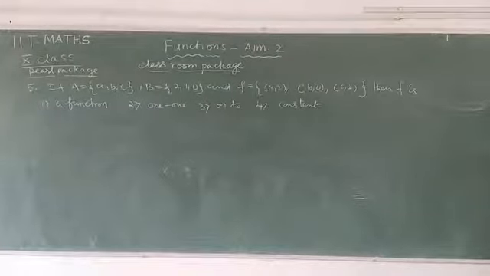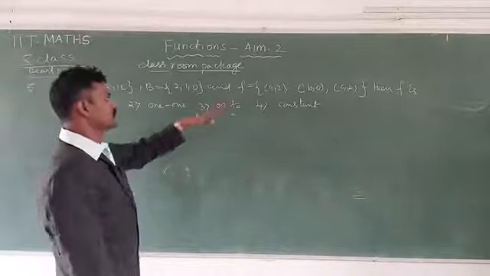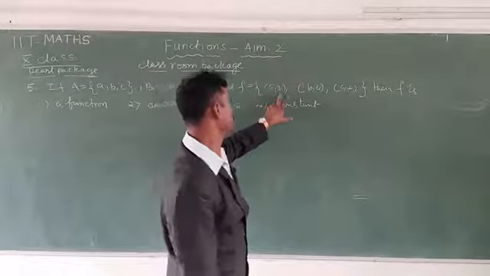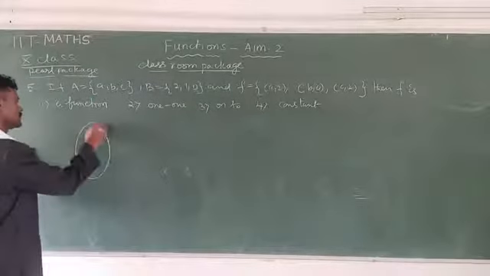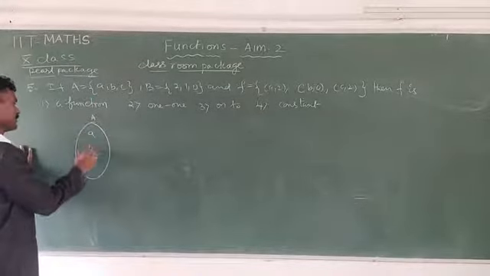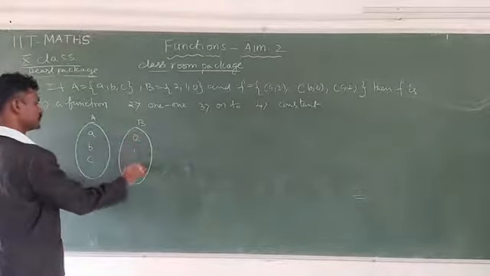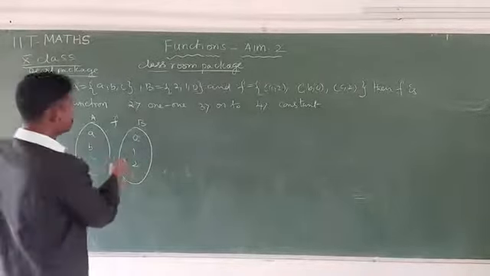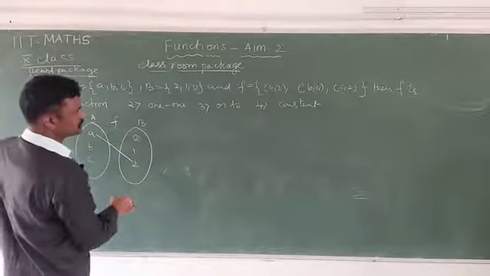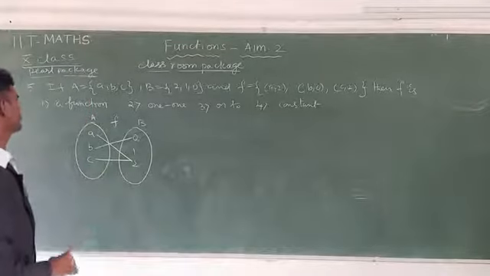Now fifth one: if A is equal to the set {A, B, C}, B is equal to the set {2, 1, 0}, and the function f is equal to the set of ordered pairs {(A, 2), (B, 0), (C, 2)}. Then f is, see here, this is A, B, C, and this is B: 2, 1, 0 or 0, 1, 2 you can also write here. Then the function from A to B is mapping A to 2 and B to 0 and C to 2 only. Now see here, this is a function.